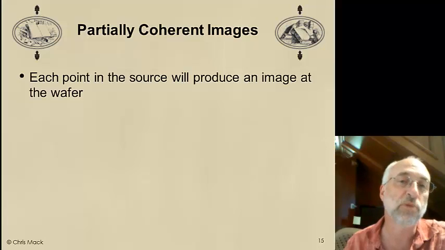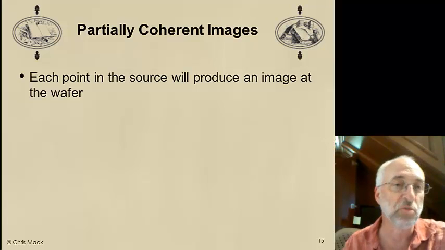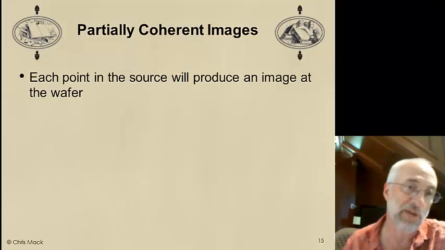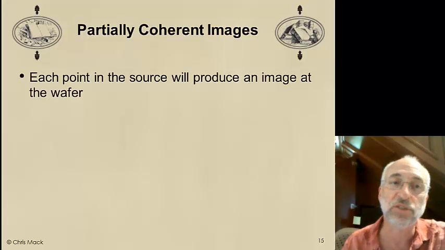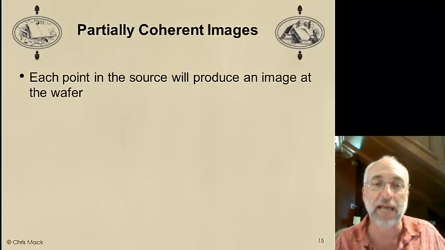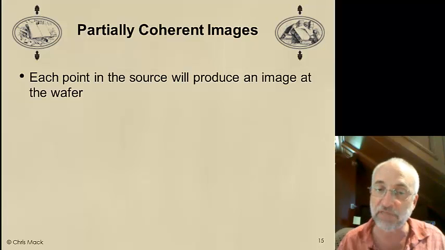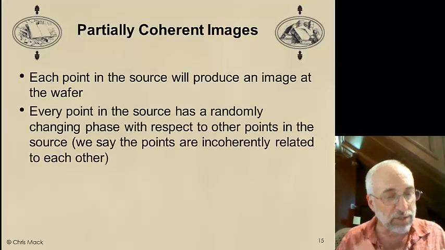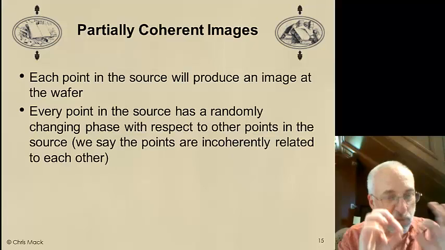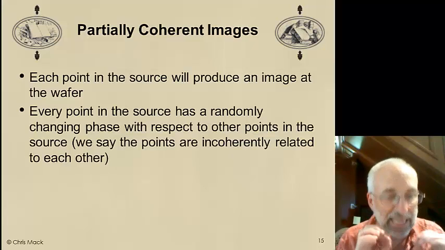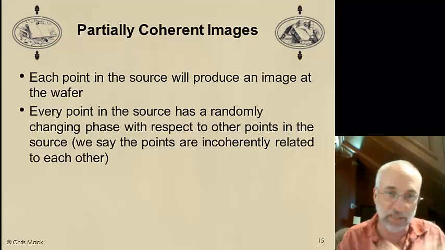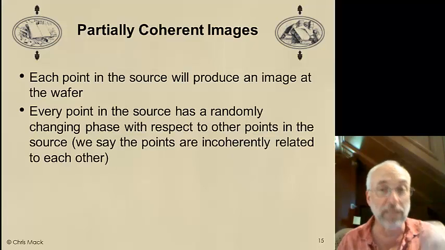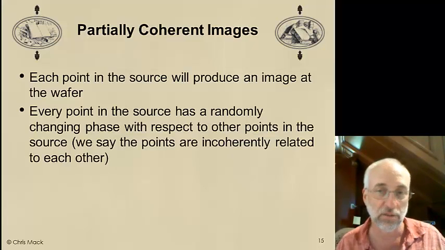Well, we use a property of the source that enables superposition. Each point in the source will produce its own image at the wafer. Different points will produce different images because different points will shift the diffraction pattern different amounts, and therefore I'll have different numbers of diffracted orders going through the lens. We adjust our source so that every point on the source is independent of all the other points. They don't talk to each other. They don't have any phase relationship with respect to each other. So every point we say is incoherently related to the other points.